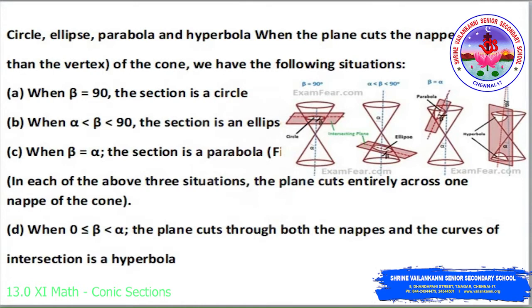Here we can see that when beta equals 90 degrees, the section is a circle, and when beta is less than 90, that is it lies between alpha and 90 degrees, then it is an ellipse. And when beta equals alpha, the section is a parabola. The plane cuts entirely across the nappe of the cone, and when beta lies between 0 and alpha, the plane cuts through both the nappes and the curve of intersection is a hyperbola.